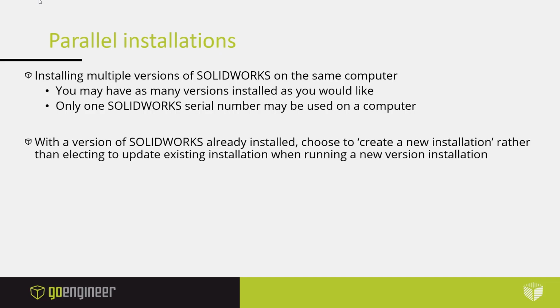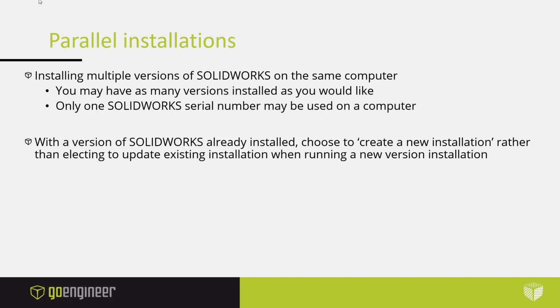For parallel installations with the version already installed, you're going to run the update, check for updates, or you can run the setup file in the newly downloaded file set, if you reached out to us and got that. The option that you would click in the installation manager would be create a new install, rather than updating the current version to a newer version.